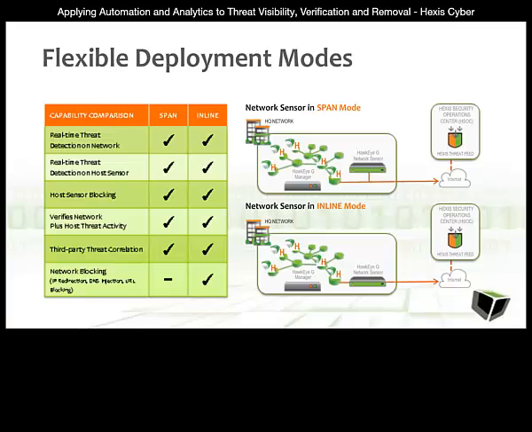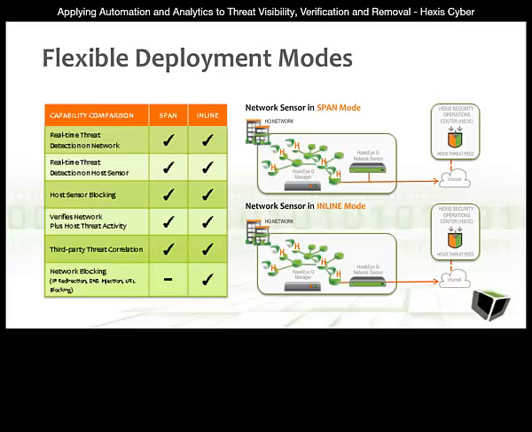So that way you get full flexibility if you want to deploy the network sensor in span mode for visibility or inline mode for inline blocking and redirection. The endpoint agent gets deployed on all of your Windows hosts, and the HawkEye G Manager is the server appliance that is deployed in your network and in your data center.